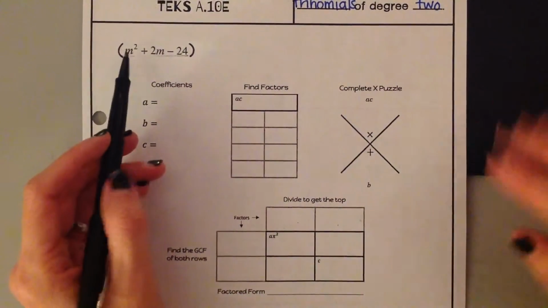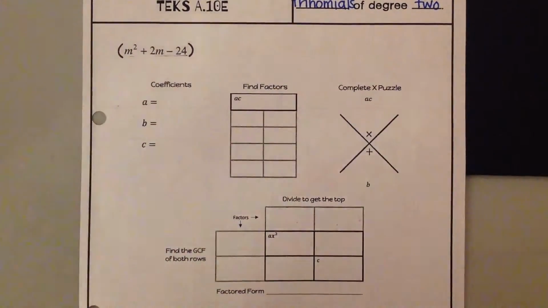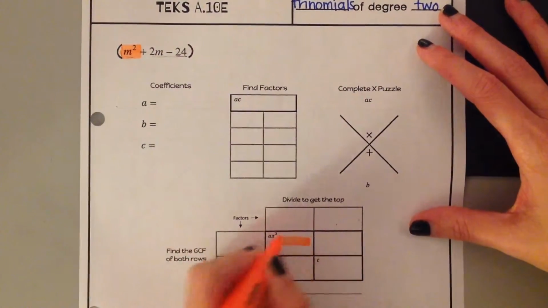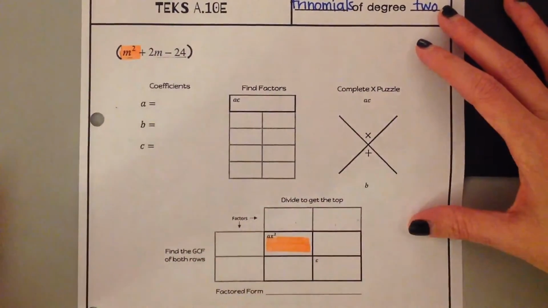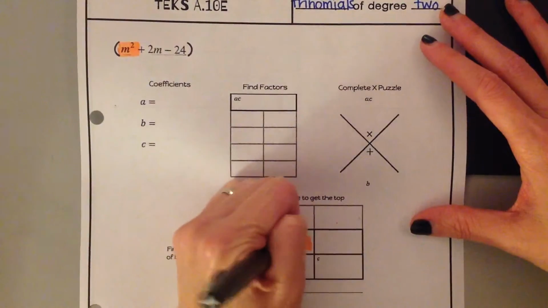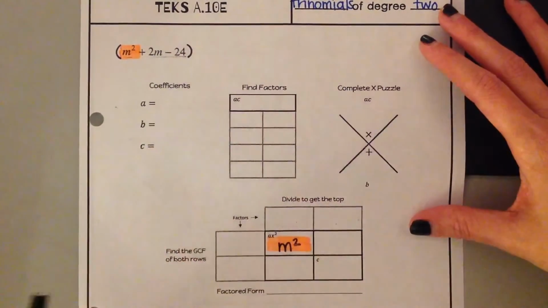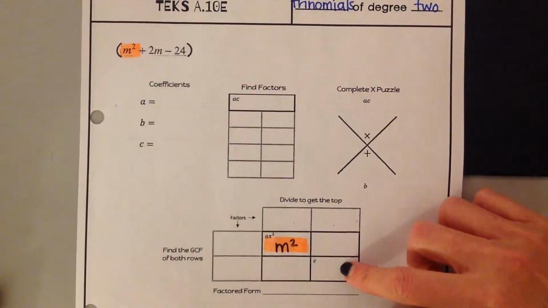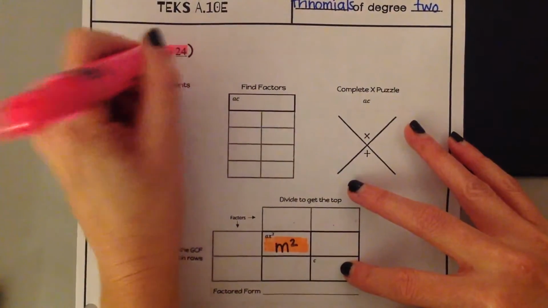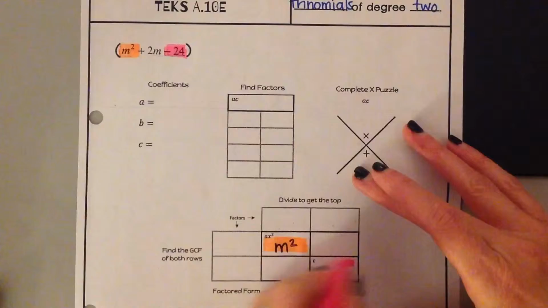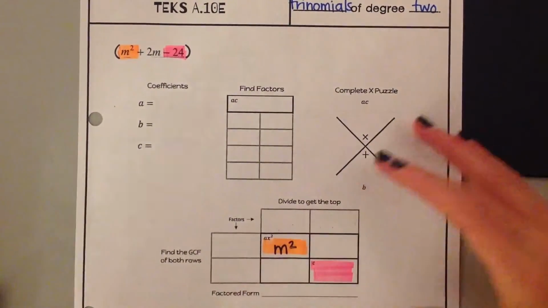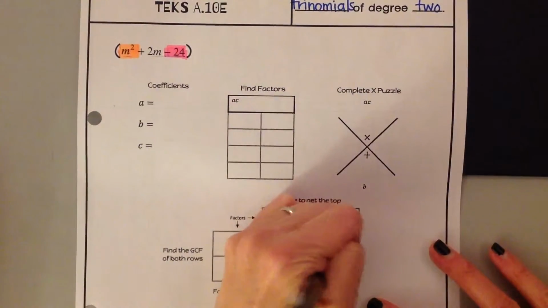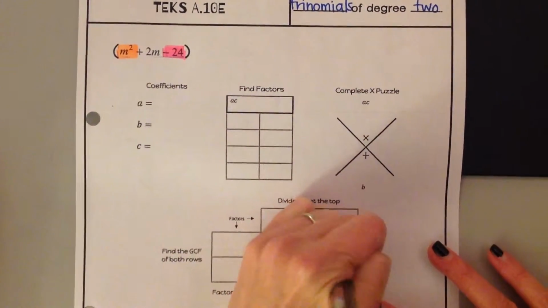To get started, you're going to take the lead term of your dividend and put it in the top left box, just like we did with division. So I'm going to put m squared. And then I'm going to fill in the bottom right box, which is the same box that we filled in with the final term of our dividend when our remainder was 0. And your remainder will be 0 with these problems because when factoring trinomials, we don't have any remainders.